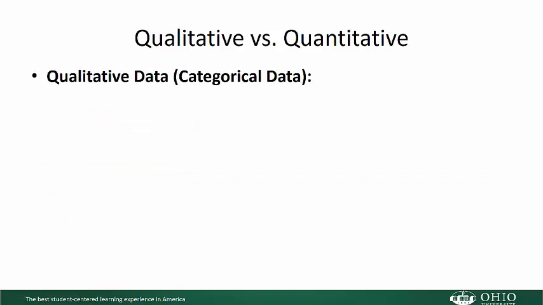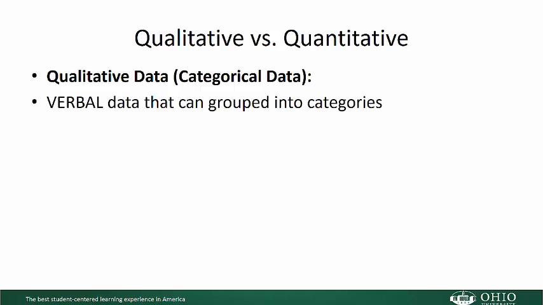On the other hand, qualitative data, which is often referred to as categorical data, is verbal data. It's naturally expressed using words or language. And what you can do is you can go through the data set and you can identify categories or groupings in your data.